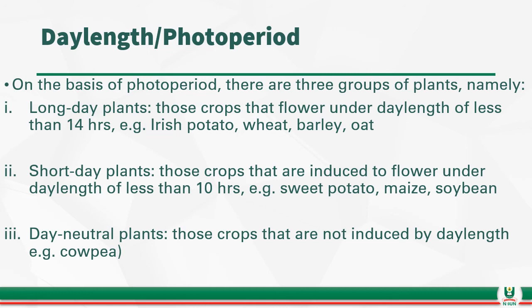And then we have the short day plants, which are crops that are induced to flower under day length of less than 10 hours. We are talking about crops like sweet potato, maize, and soybeans. And there are some crops that are not affected at all, either by short day or long day. They are called day neutral plants. They are not affected by day length. An example of such a plant is the cowpea.